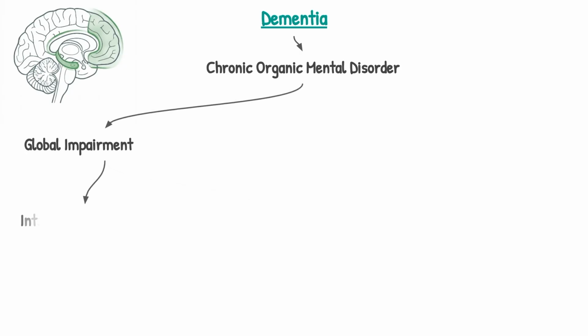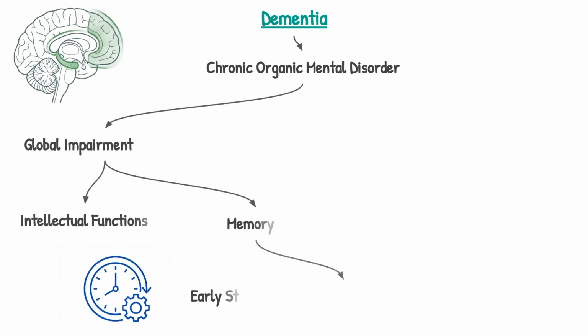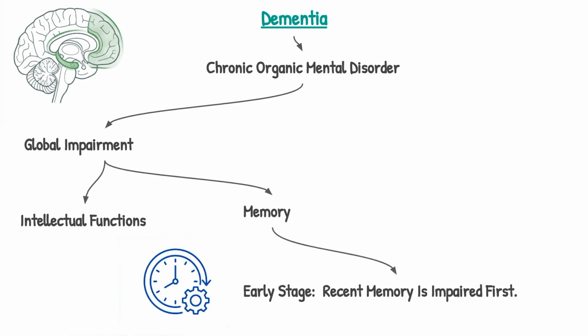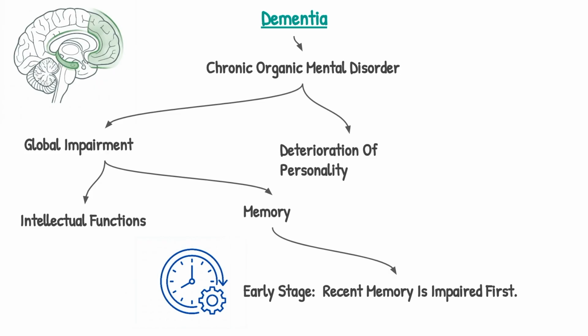Dementia is a chronic organic mental disorder impacting the brain structures. Dementia is classified as a chronic organic mental disorder. It causes global impairment in intellectual functions and memory. Early stages often involve recent memory loss first. It also leads to the deterioration of personality. Furthermore, patients may experience a lack of personal care.